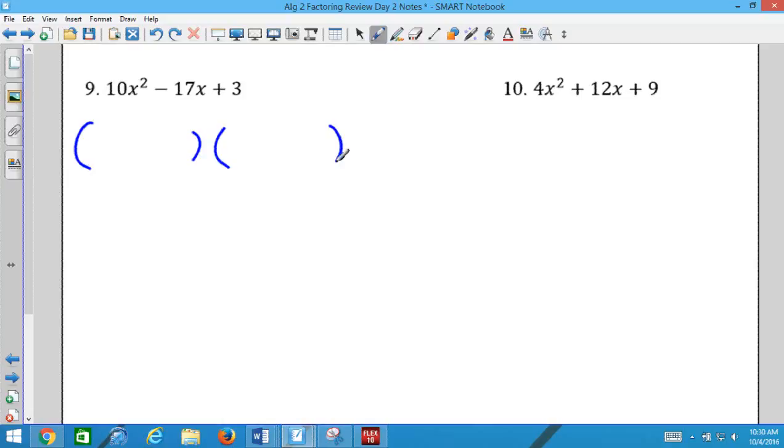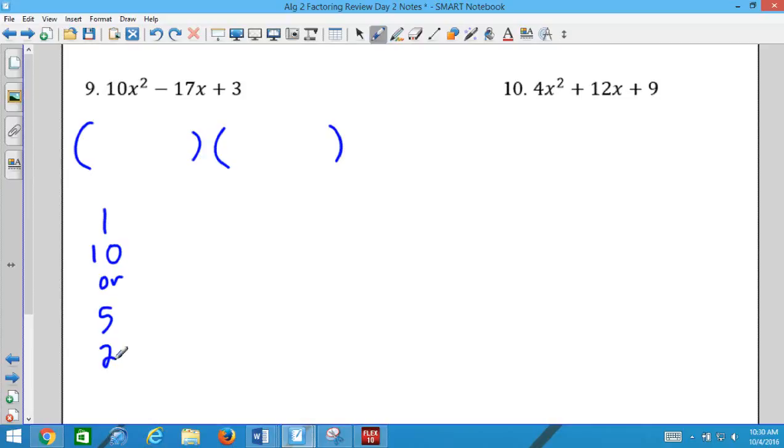10x, so what makes 10x? 5 and 2. 10 and 1. So I could have a 1 or a 10, I could have a 10 or a 1, I could have a 2 or a 5, then I could have a 5 or a 2. There's 4 different ways I could write this. Guess and check. This is guess and check.